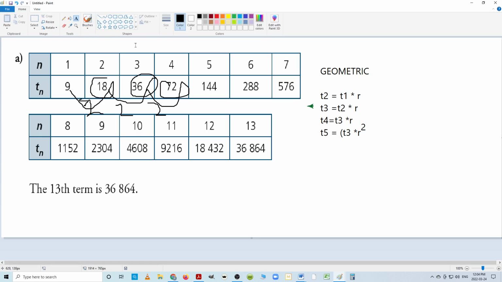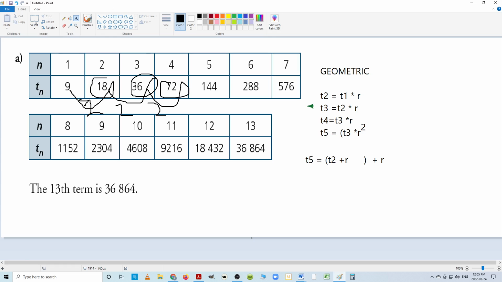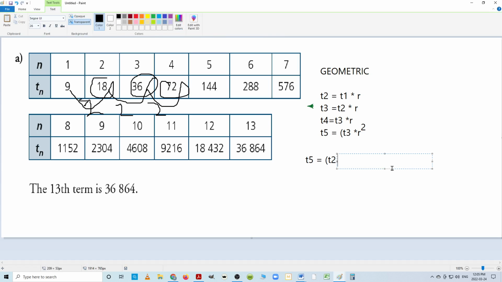R squared. Well, it turns out that I also have a definition for term 3 up above. I can replace term 3 with what I see up above. It's r squared here. Term 3 up above says it's term 2 times r. Sorry, it's not plus r, it's times r. So let's do that again. I can replace it with what I see up above, which is term 2 times r, and don't forget that it's times r squared. Well, I quickly see that term 5 is equal to term 2 times r cubed.